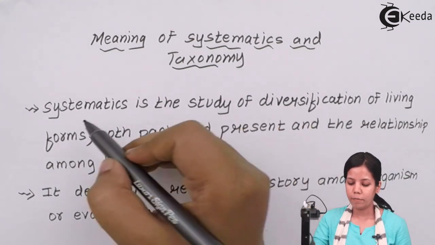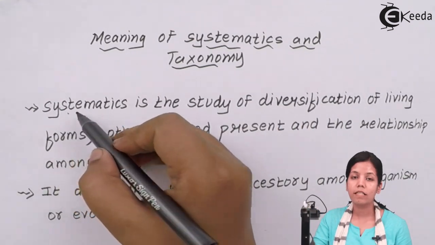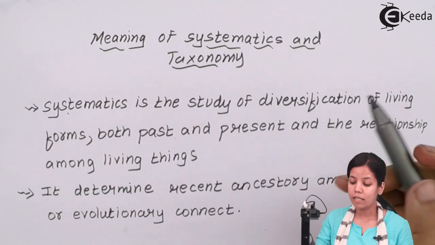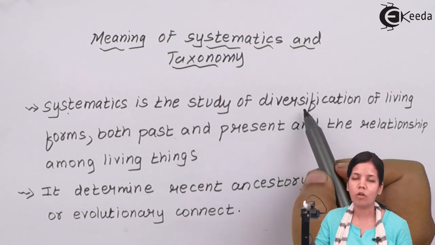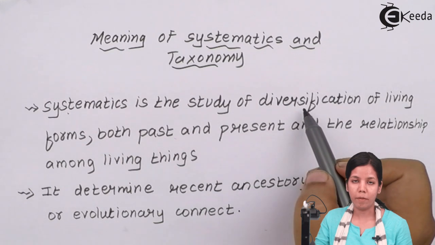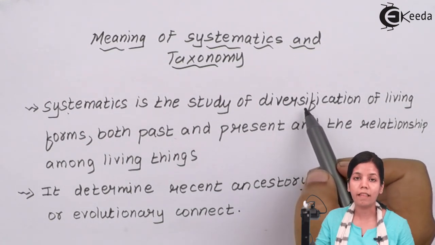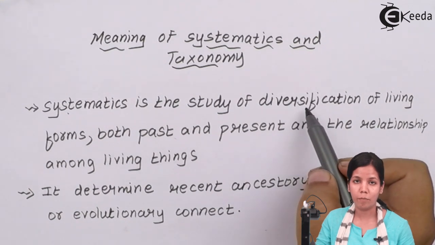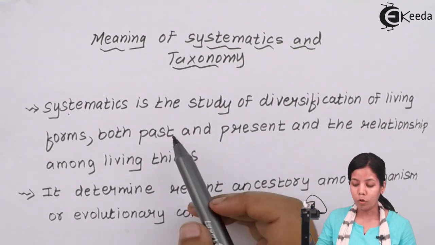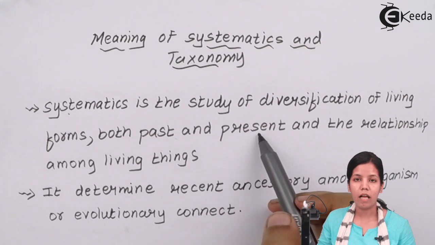Systematics. Systematics is nothing but the study of diversification of living organisms. For example, microbes, humans, plants, they all are living, but they have different categories. Some microbes are prokaryotes, whereas we humans and plants are eukaryotes. So systematics is basically the study of that. Both past and present organisms and their relationships are studied in systematics.